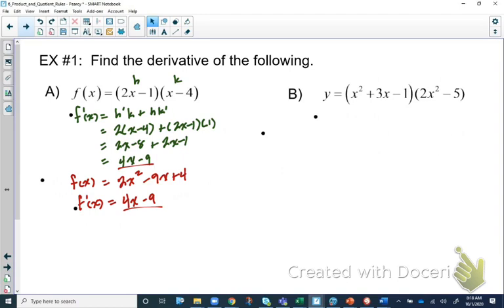Now this one is nice. It was easy to do that way, but in a lot of examples that you're going to see, trying to combine your two separate pieces into one function is not always going to be very feasible.